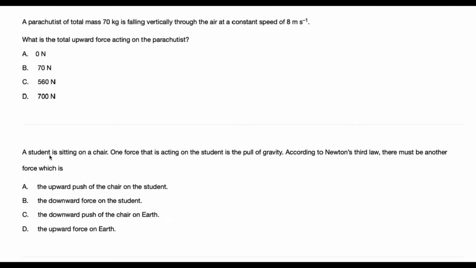A parachute of total mass 70 kilograms is falling vertically through the air at a constant speed of 8 meters per second. What is the total upward force acting on the parachute? So because the parachute is moving at a constant speed, then the resultant force of the system must be equal to 0. So there's a downward force of gravity acting on the parachute, and it is equal to mass times gravitational acceleration, which is equal to 700 Newtons.